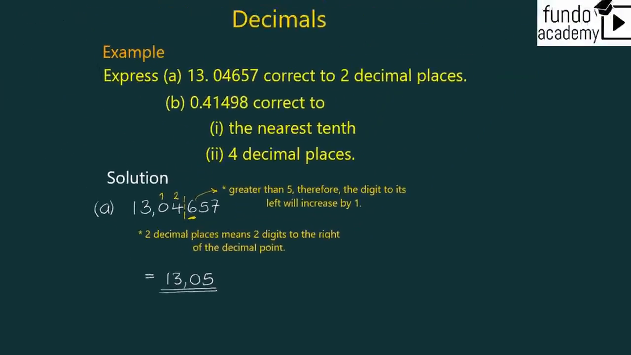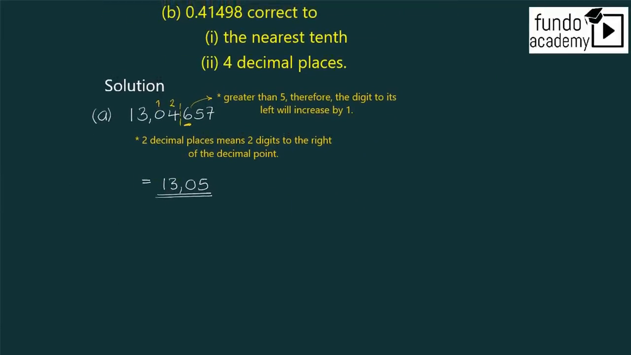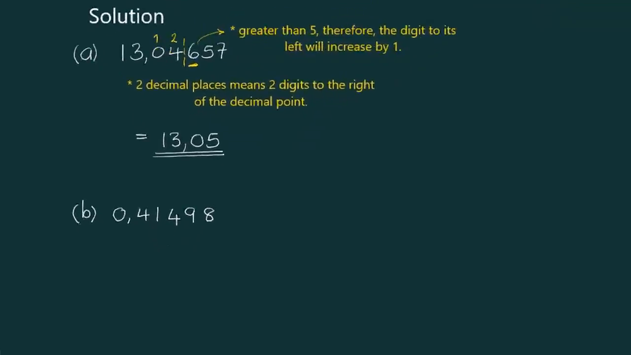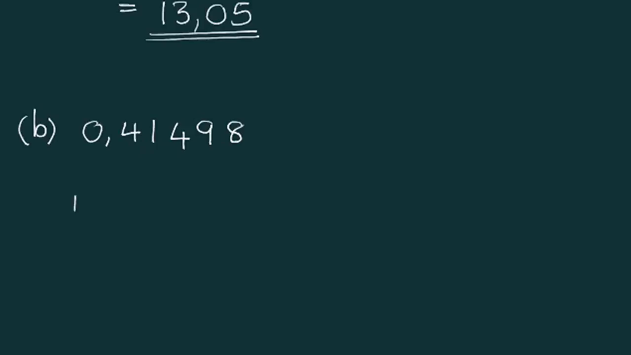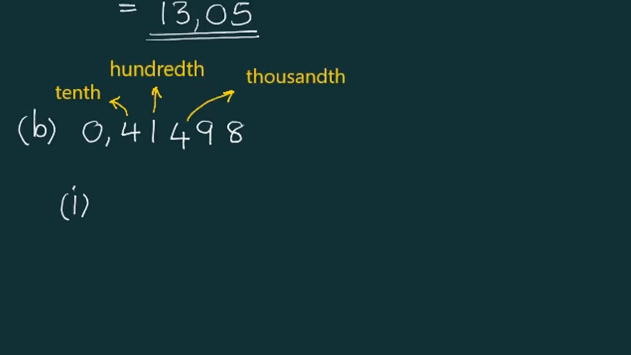Alright, let's go on to part B to see if there's anything different. Okay, so in part B we have 0.41498 and we want to correct it to the nearest tenth. Alright, so I hope you can recall that the digit that is just to the right of our decimal point is called a tenth, and the second one is called 100th. The third one is called 1,000th, and the next one will be 10,000th. Okay, going on like that.